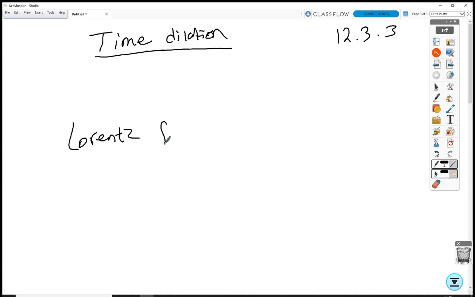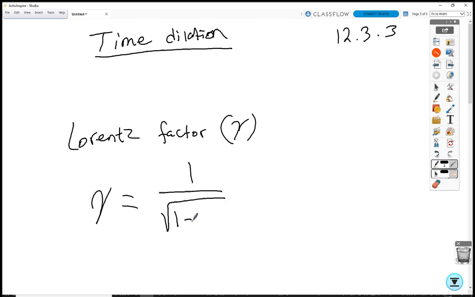So the Lorentz factor, gamma. Gamma is equal to 1 over the square root of 1 minus v squared over c squared.